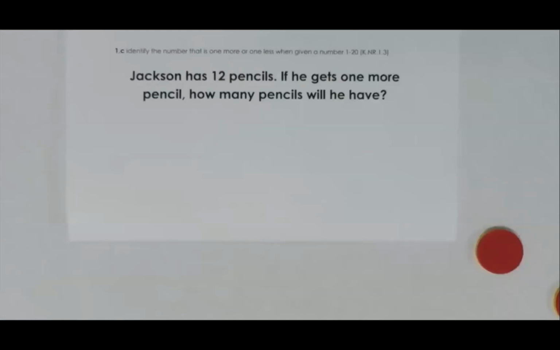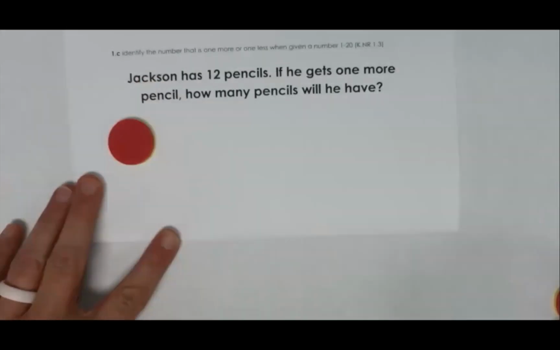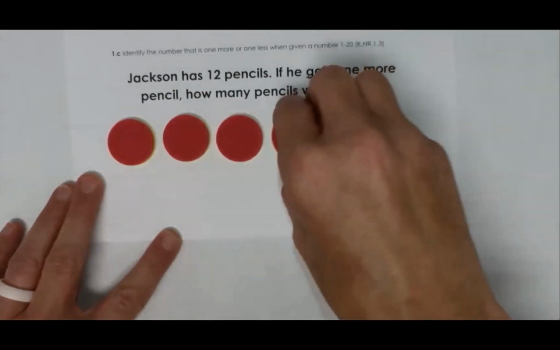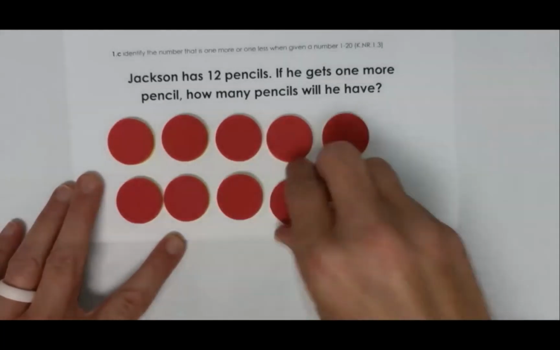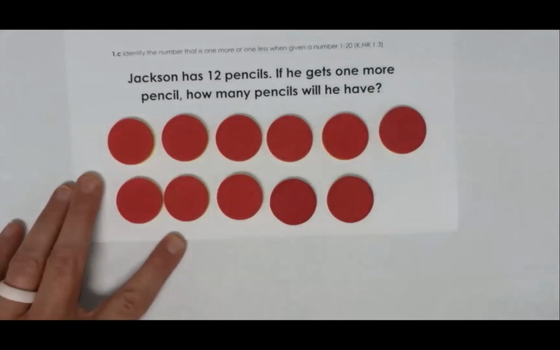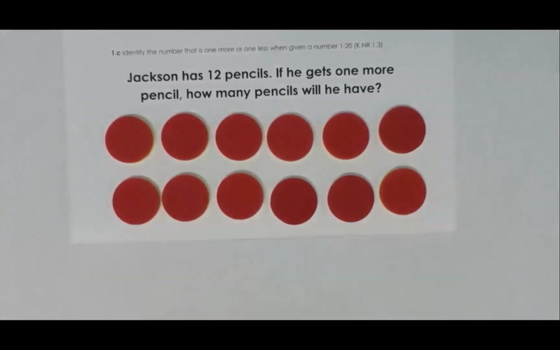So let's look at what this might look like at the concrete level if we're working with the one more. So here is a context. Jackson has 12 pencils. If he gets one more pencil, how many pencils will he have? Well, I know Jackson has 12 pencils, and I can represent the 12 pencils that Jackson has using my counter. So I'm going to go ahead. I want 12. So there's 1, 2, 3, 4, 5, 6, 7, 8, 9, 10, 11, and 12. So these 12 red counters represent the 12 pencils that Jackson has.